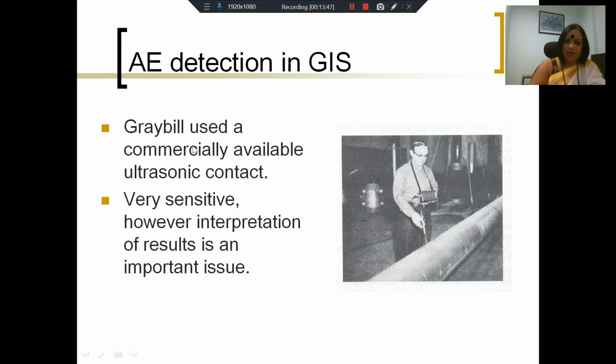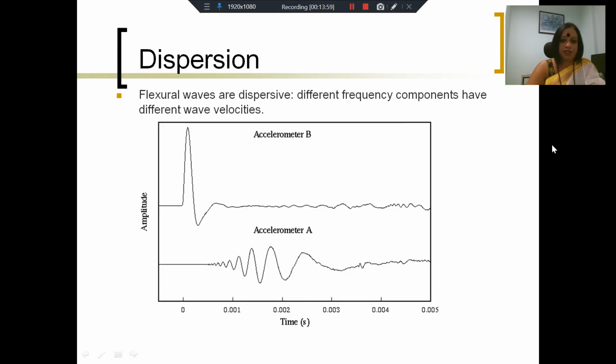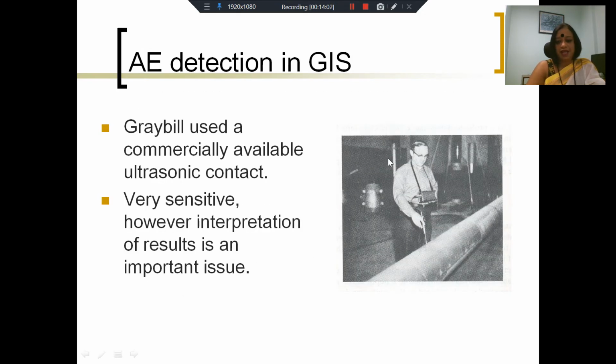Actually, the electrical acoustic emission technique is very sensitive, but the problem with this is that the interpretation of the AE measurement techniques is an important issue, and it is not at all easy, especially in power equipment. One of the important things that happens is not so much in GIS, but in other equipment, but also in GIS, the acoustic wave does not always have to travel through fluid. As long as it travels through fluid, there is not a lot of attenuation. So the magnitude diminishes, but not a lot.